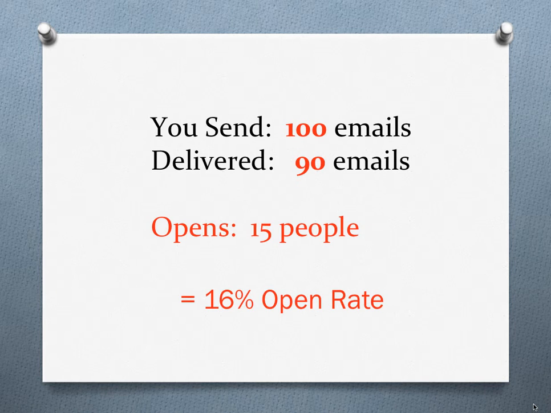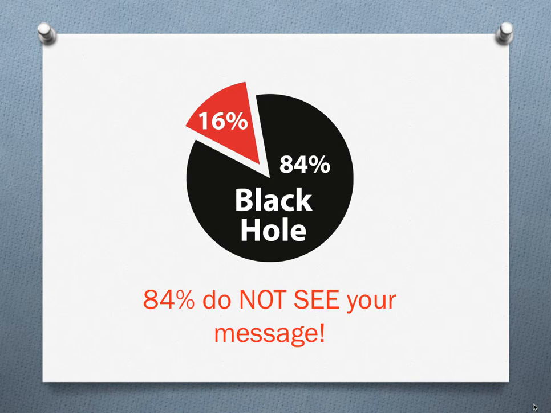So here's what an email open rate looks like. If you send out 100 emails, maybe 90 of them are delivered to that person's mailbox. Of those, 15 people open them. That gives you a 16% open rate. 15 people out of 90 who received it in their email box clicked open. That means 84% of the people that you sent your message to don't even see it. How are you going to make any progress with your offer if 84% of the people that you send it to don't even see it?